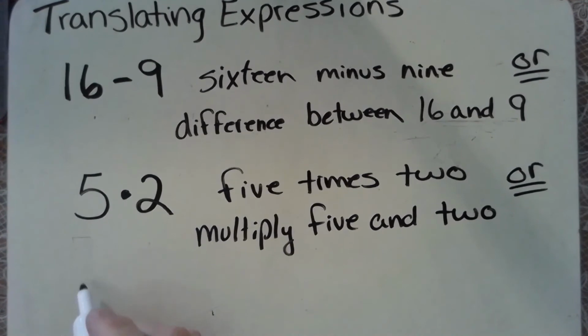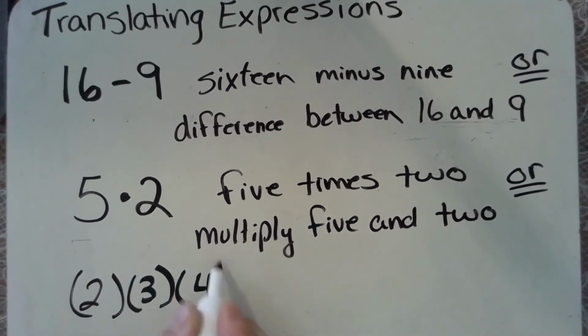We'll do one more here. So we have a 2 in parentheses, a 3 in parentheses, and a 4 in parentheses. Parentheses is also another way of saying multiplication. If there is no operation in between these parentheses, multiplication is our default operation. In other words, we assume it to be multiplication.